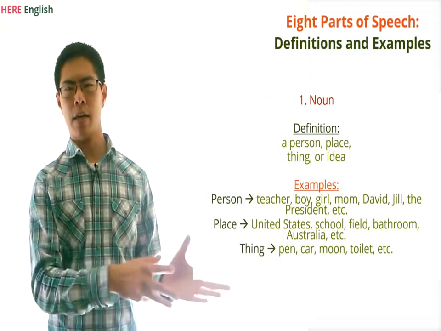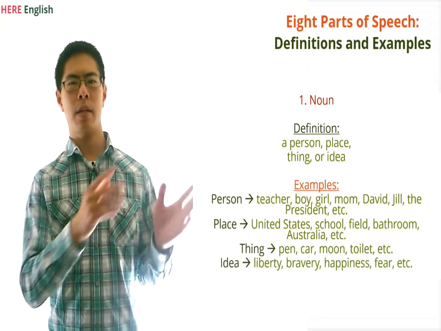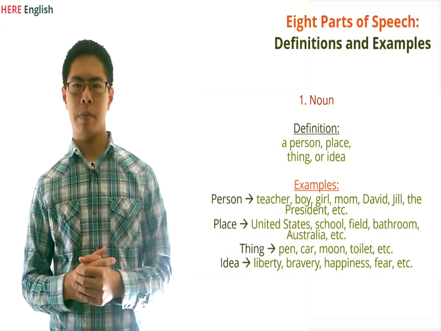A thing might be a pen, a car, the moon, a toilet, etc. And an idea might be liberty, or bravery, or happiness, or fear, etc.